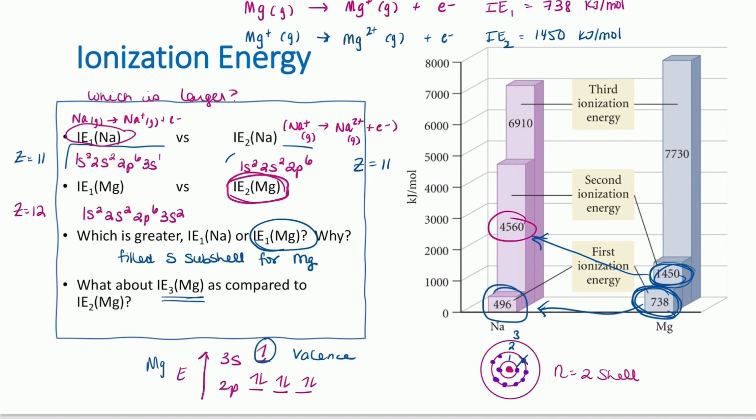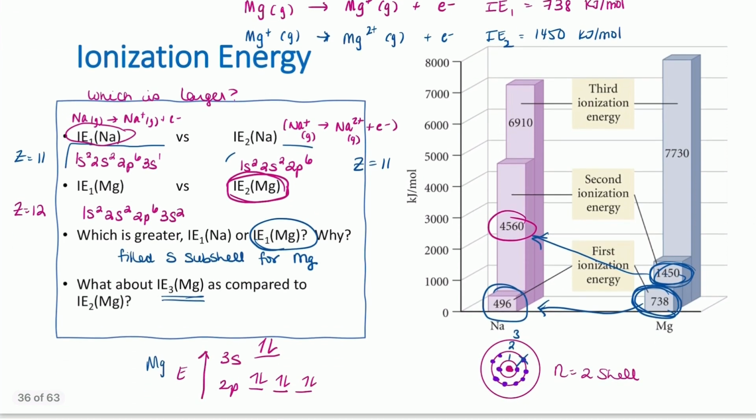What about the third ionization energy for magnesium compared to the second? So the first ionization energy, second ionization energy, third ionization energy. The third ionization energy is huge because this is a core electron. We're now removing a core electron, and it's going to take a lot more energy to do so.